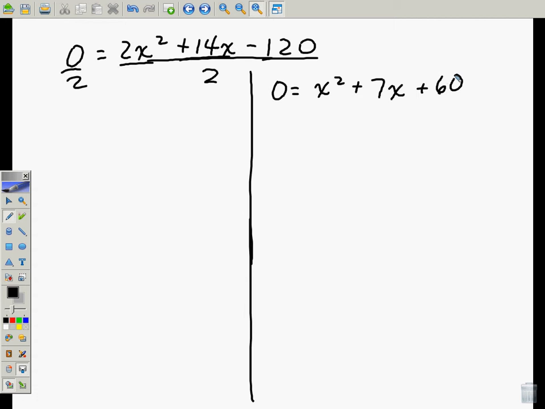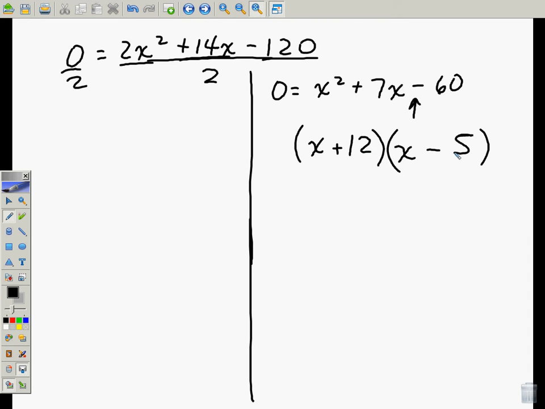12 and 5, okay? But I know I want to end up with a plus and a minus. So, sorry, this should be minus 60. That's kind of an important detail. So this is minus 60. So I know that when I factor this, I'm going to have an x, and because this here is negative, I know I'm going to have a plus and a minus. Now, what two factors of 60 add together to get plus 7? Well, I'm going to have plus 12 and minus 5.